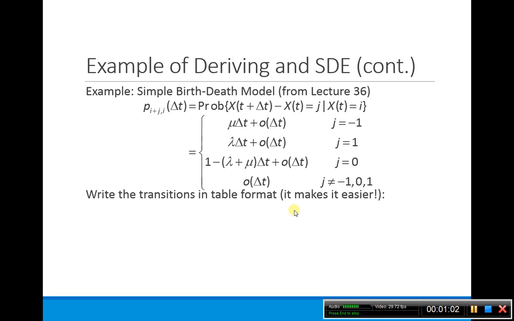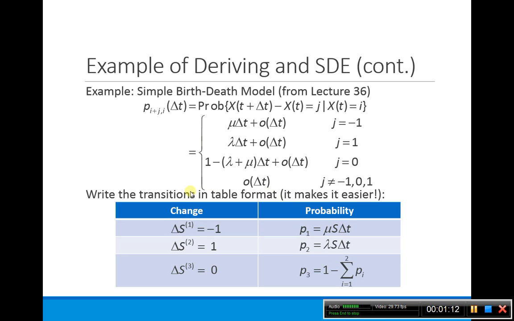What we want to do is write the transitions in table format, which is going to make our life easier when we derive our stochastic differential equation. So we talk about what change there is and what the probability of that change is. The first change we can have is a change of -1. The probability of this is mu s delta t. Here this should have been an s, sorry about that. Then the change of +1 has probability lambda s delta t, and the change of 0 has probability p3, which is 1 minus the sum of all those probabilities.